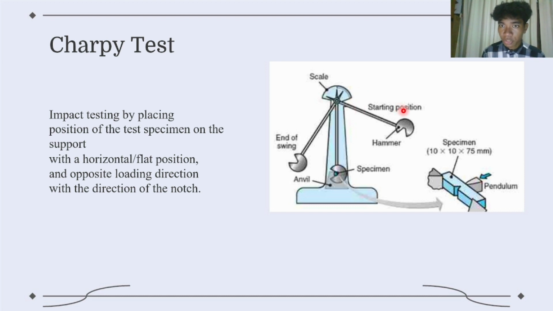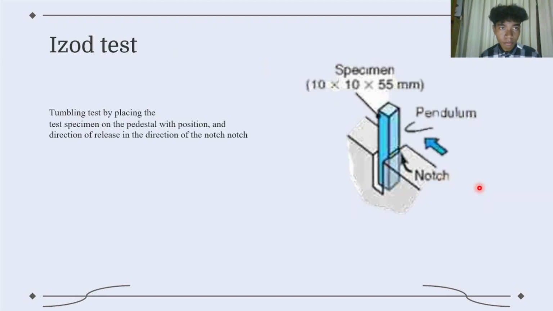This is the starting position, this is the hammer, and this is the specimen where the hammer will go here, and this is the end of the swing, and this is the scale, and this is the specimen. And in the Izod test, is the test by placing the test specimen on the pedestal with position and the direction of release in the direction of the notch. So this is like this picture.